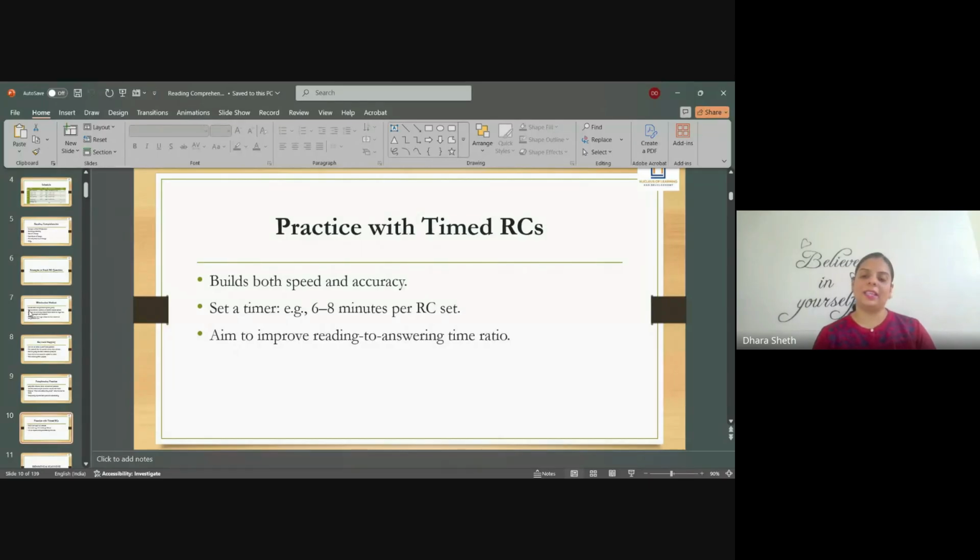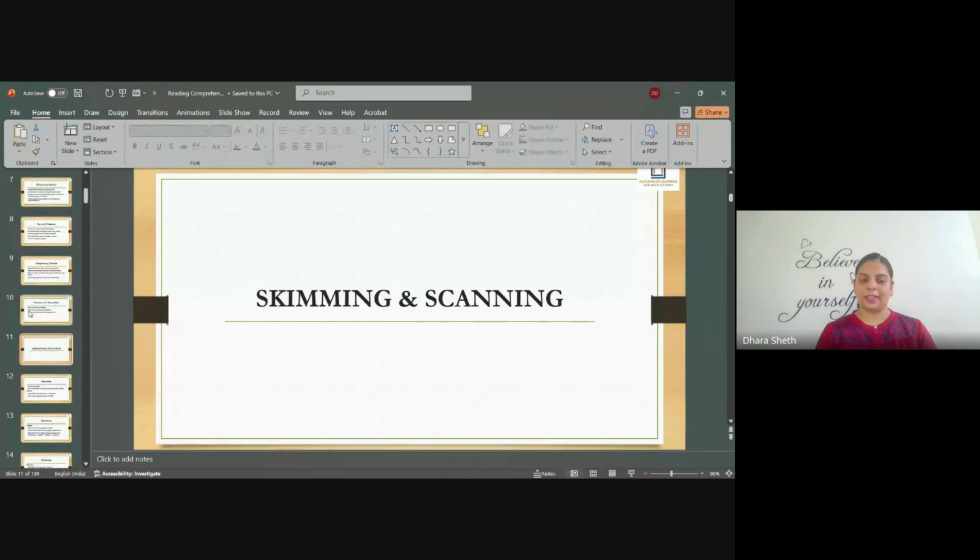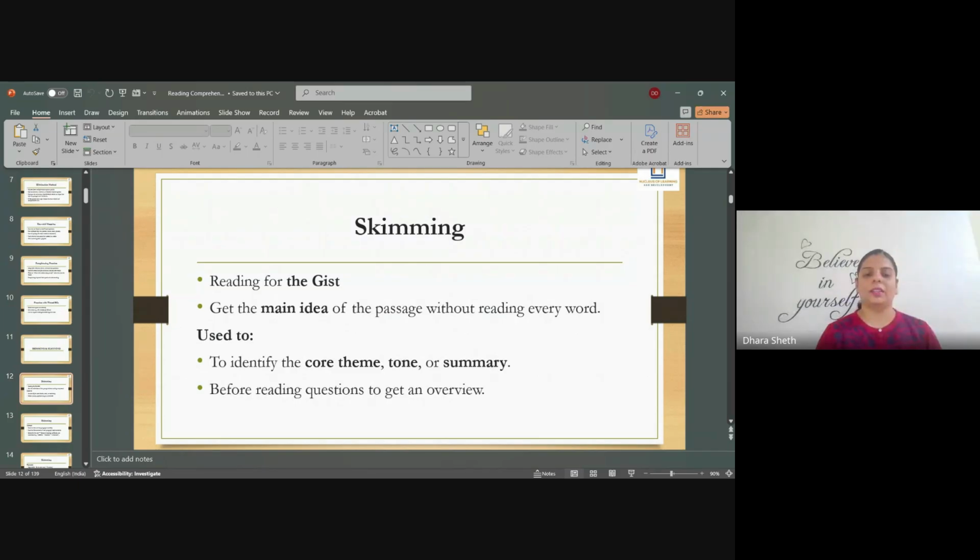Now, very specific techniques for specific kinds of questions. Skimming and scanning is overall a method to read passages. When you do skimming, there's something called bird's eye view. You skim through the entire thing at a glance. If there are 250 words, your eyes just go through, and within 30 seconds, you get an idea of what the topic is about, whether it is sociology, economics, literature, or politics. What's the topic? What's the content? You get the main idea of the passage. This could be used to identify the core theme, tone, or summary.